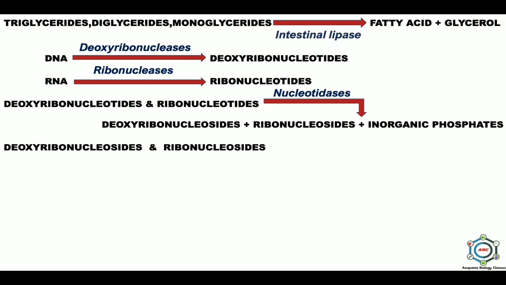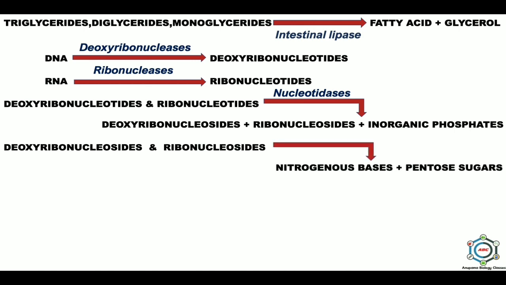These deoxyribonucleosides and ribonucleosides are converted into nitrogenous base and pentose sugar by the nucleosidases. Thus, the end products of nucleic acid digestion are nitrogenous base, pentose sugar, and inorganic phosphate. Thus, the digestive process has converted the macronutrients into smaller parts, that is the glucose, fatty acids and glycerol, amino acids, nitrogenous bases, pentose sugar, inorganic phosphate, etc., which are absorbed into the bloodstream for the bodily use.